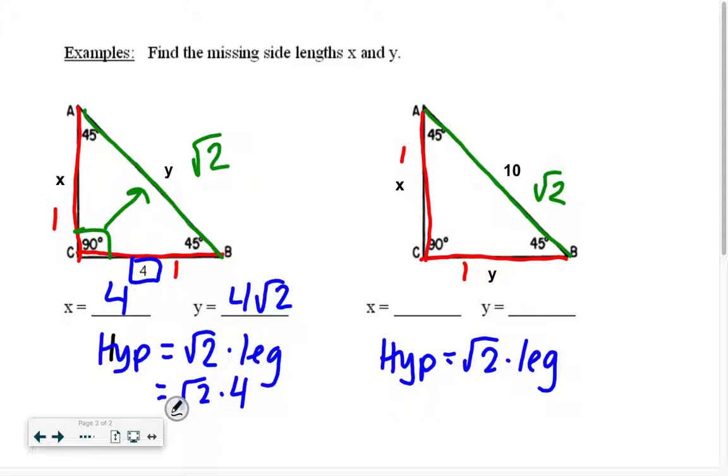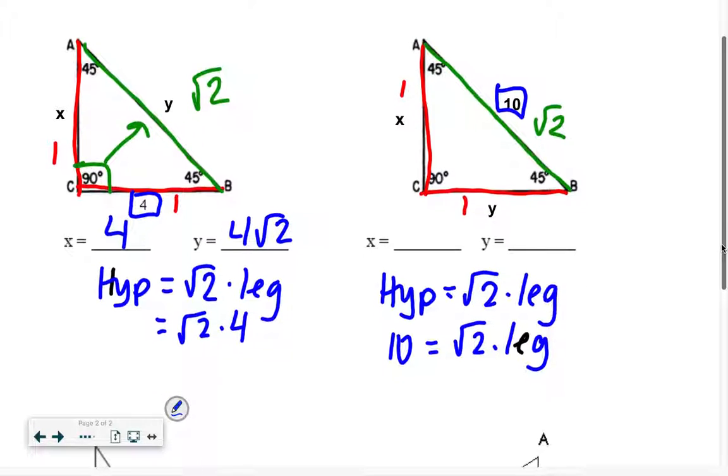Okay, my hypotenuse is how long? 10. That's the number I'm given. So in for my hypotenuse, I'm going to plug 10. I still have square root of 2 times my leg. Okay. How would I get the leg by itself? Divide by the square root of 2. So I have 10 divided by the square root of 2 is the length of my leg.